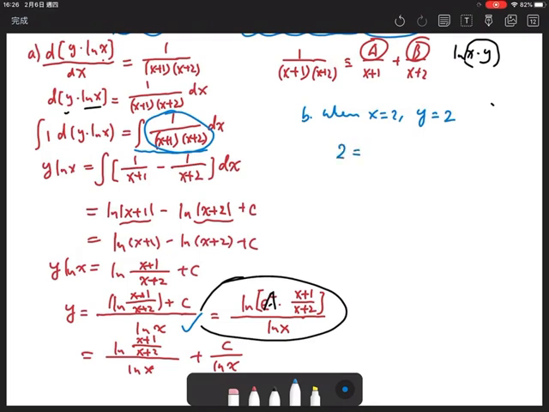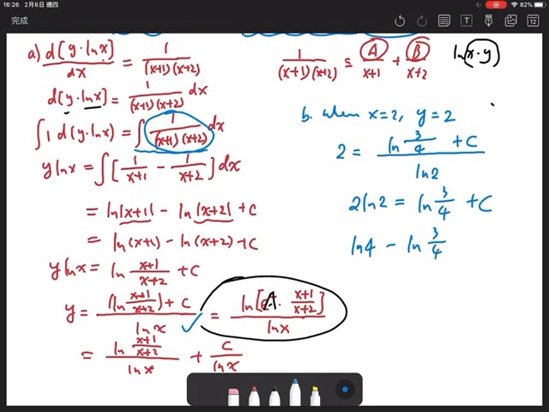So we have 2 equals the fraction. Here it is ln 2, and this will be ln of x plus 1. 2 plus 1 is 3, and 2 plus 2 is 4, and then plus c. Finally it will be 2 ln 2 equals ln 3 over 4 plus constant c. And here, this one can be written as ln 4, and ln 4 minus ln 3 over 4 equals c. So combine these two terms together, so it will be ln of 4 over 3 over 4 equals c.